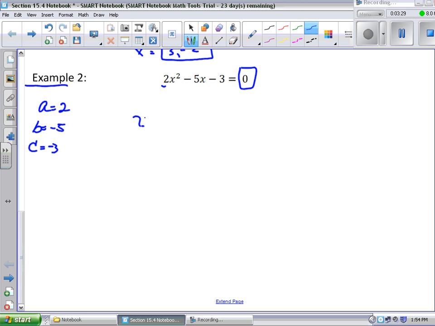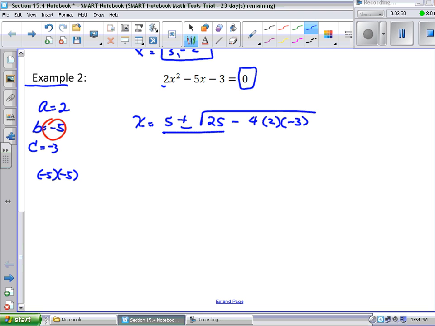So we have x is equal to the opposite of b, which would be positive 5, plus or minus the square root of b squared. Let's see, if b is negative 5 and we square it, we'll have negative 5 times negative 5 would be positive 25, minus 4 times a, which is 2, times c, which is negative 3, all over 2 times a, which is 2. So now we'll have x is equal to 5 plus or minus the square root of 25.